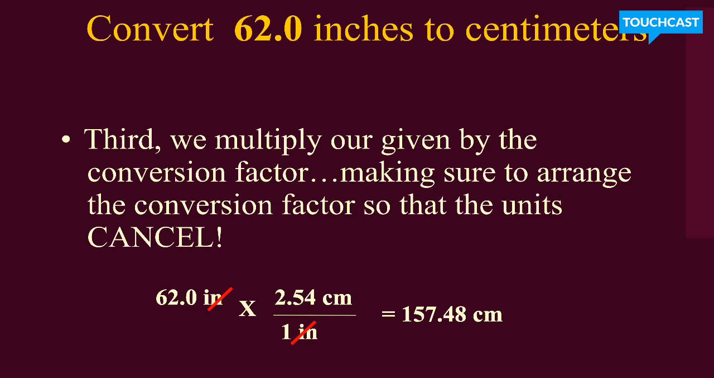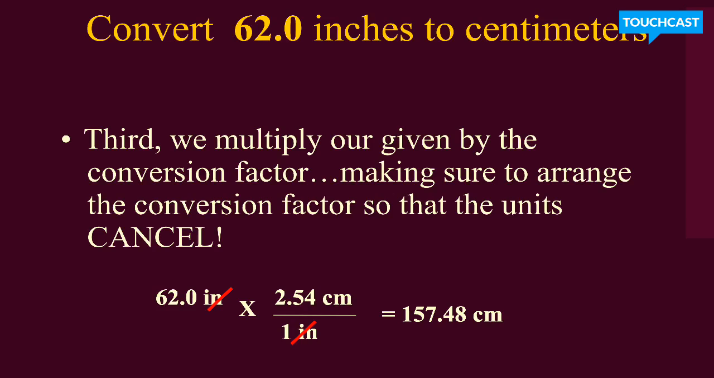So this is how I would show my work using dimensional analysis. Start with what they gave me. I need to get rid of my inches, so I know that inches needs to be on the bottom so that it can be cross-canceled. So I'm going to make sure that when I use the conversion factor, inches is on the bottom to get rid of inches so that I have centimeters left on the top.